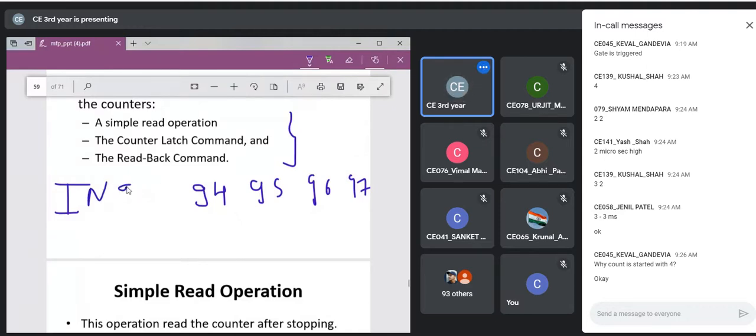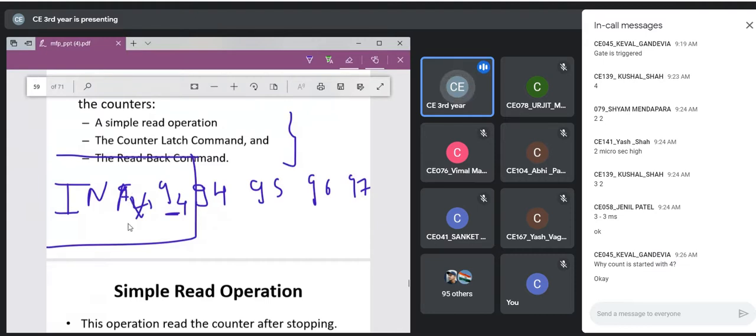So simply, suppose this is the address, I can use IN AL, 94, or in AX, whatever the count is, you will take it from 94. You can write it like this. What will it do? Whatever is at 94, 94 is the address of counter 0, the count of counter 0 is loaded in AX. Okay, but you know that it is 16 bit.